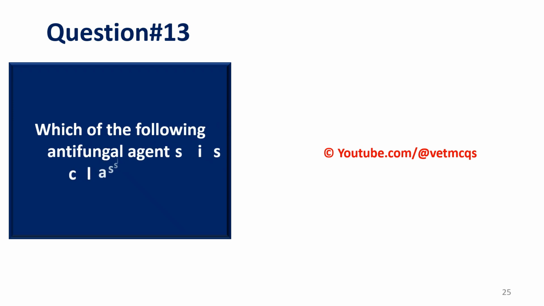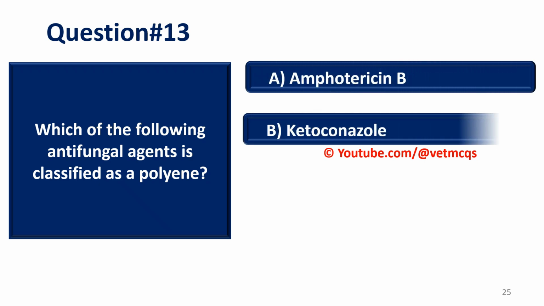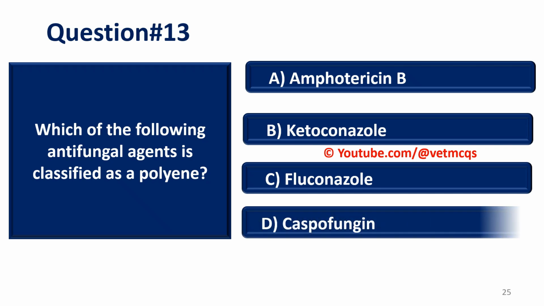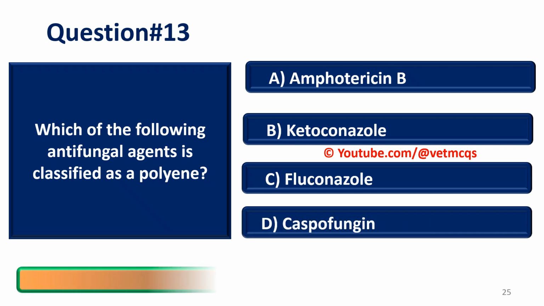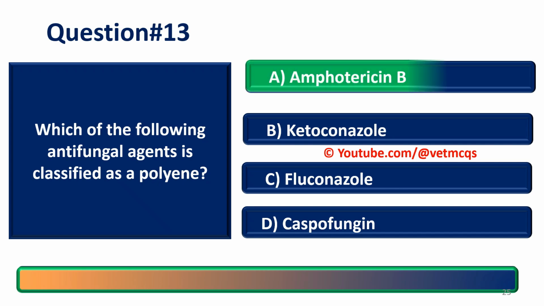Which of the following antifungal agents is classified as a polyene? Amphotericin B, ketoconazole, fluconazole, caspofungin. And the correct answer is option A, that is amphotericin B.